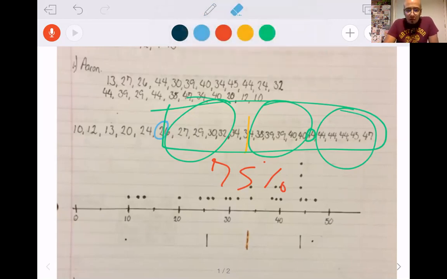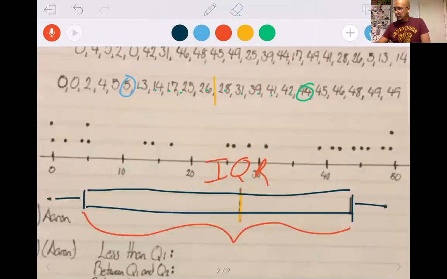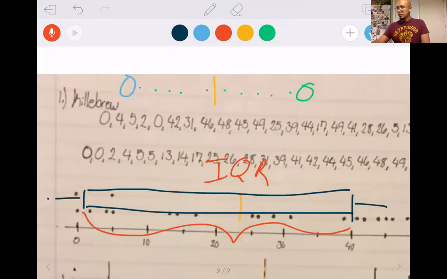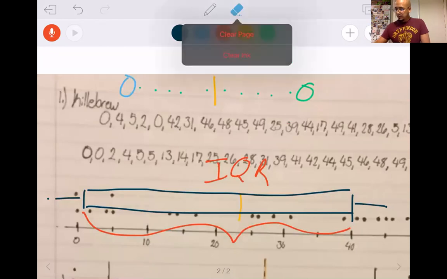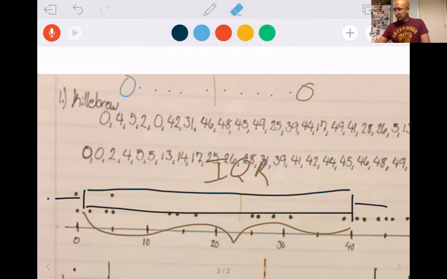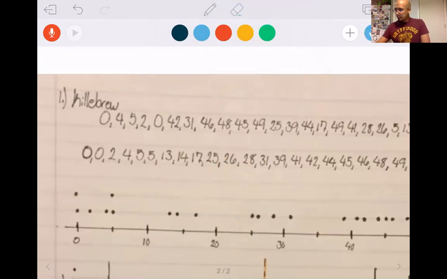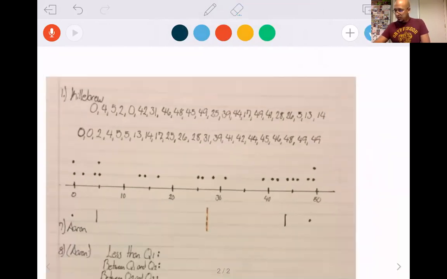Let me look at number 12. So number 12 and 13 is basically asking us to do the same thing that we did for Aaron for the other guy. I forgot his name. Give me one second. Let me look it up. His name was Kilbrew. Okay. And so same as before, and you're going to notice a difference here. Let me remake this box plot just so that you can see what I'm talking about.